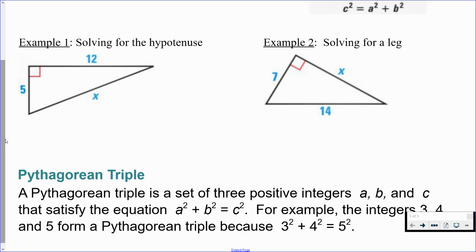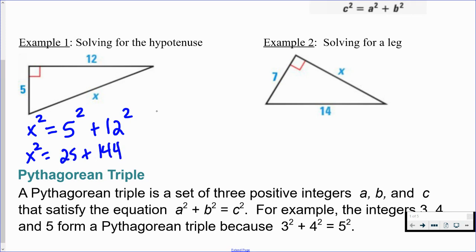For this first example, we want to solve for the hypotenuse. That's already labeled as x. Remember, we said the hypotenuse squared, so x squared is equal to the sum of the legs squared. One of the legs is 5 squared plus the other leg is 12 squared. Let's square those out. 5 squared is 25. 12 squared is 144. If we add those together, 25 plus 144 is 169, which is a perfect square. If we take the square root, then x is 13.